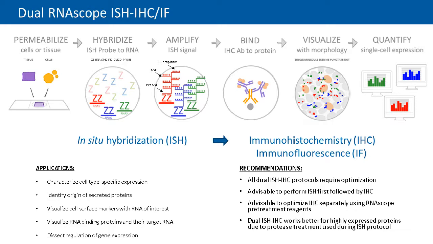We do have some recommendations to help enable success with your assay. First, all dual ISH IHC protocols do require optimization. In general, it's recommended to combine a working RNAscope protocol with a working IHC protocol. In addition, work with antibodies and a protocol that are known and already established with your tissue samples. Second, it's advisable to perform ISH first, followed by IHC. Third, you should optimize the IHC assay separately using the RNAscope pretreatment reagents to ensure your protein can still be detected following RNAscope pretreatment. And lastly, the dual ISH IHC assay works better for highly expressed proteins due to protease treatment that is used during the ISH protocol.